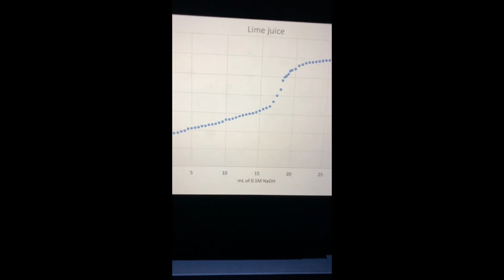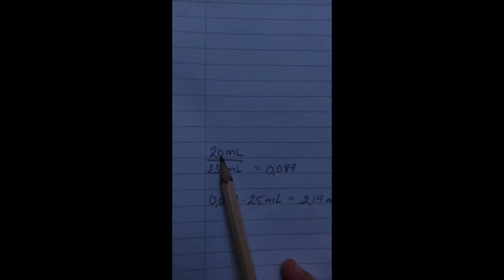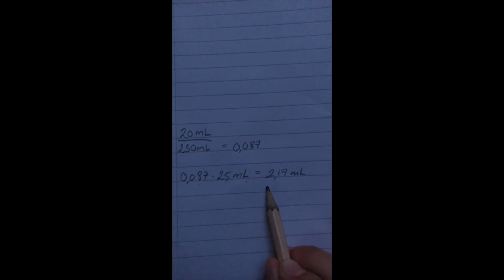And then we need to calculate the concentration, but we diluted the lime juice with water. So we need to do something about that first. We need to take that into account, and I've done that down here by dividing the 20 milliliters of lime juice with the 230 milliliters of water and getting a number here, and that number times the 25 milliliters that we added for the titration, because we didn't use all of this, we only used 25 milliliters, gives us how much lime juice was actually in the titration. It was not the whole 20 milliliters.